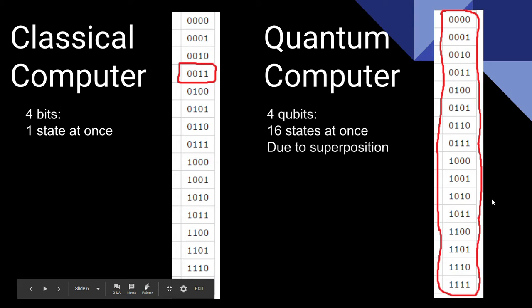And these qubits are entangled with each other, and because they're entangled, they can all be in all these different superpositions at once.